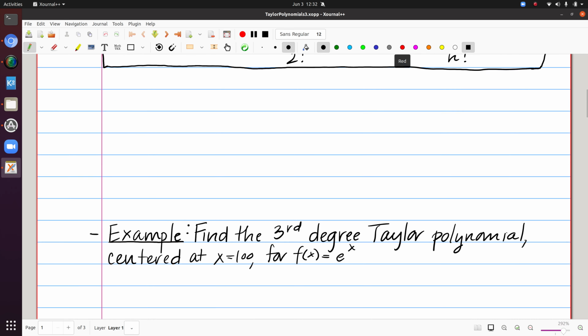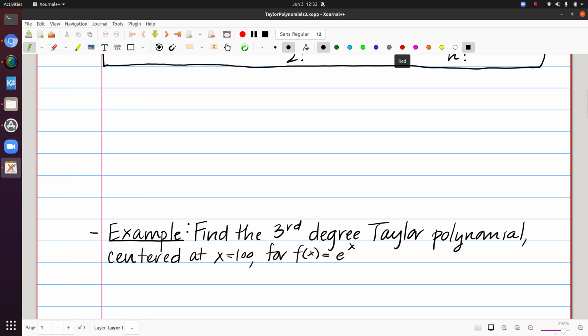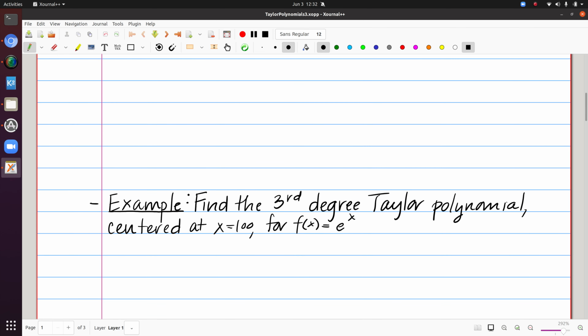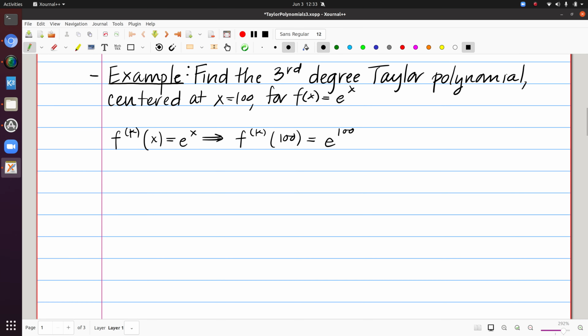With that in mind, we've looked at e to the x centered at 0. If I consider e to the x centered instead at 100, and we want to find the third degree Taylor polynomial, what we still have going for us here is that every derivative of this function is simply e to the x. However, the way in which that's useful to us is that when I plug in 100 to the derivatives, I'm now going to get e to the 100. So in finding the third degree Taylor polynomial, let's make this a little bit more clear.